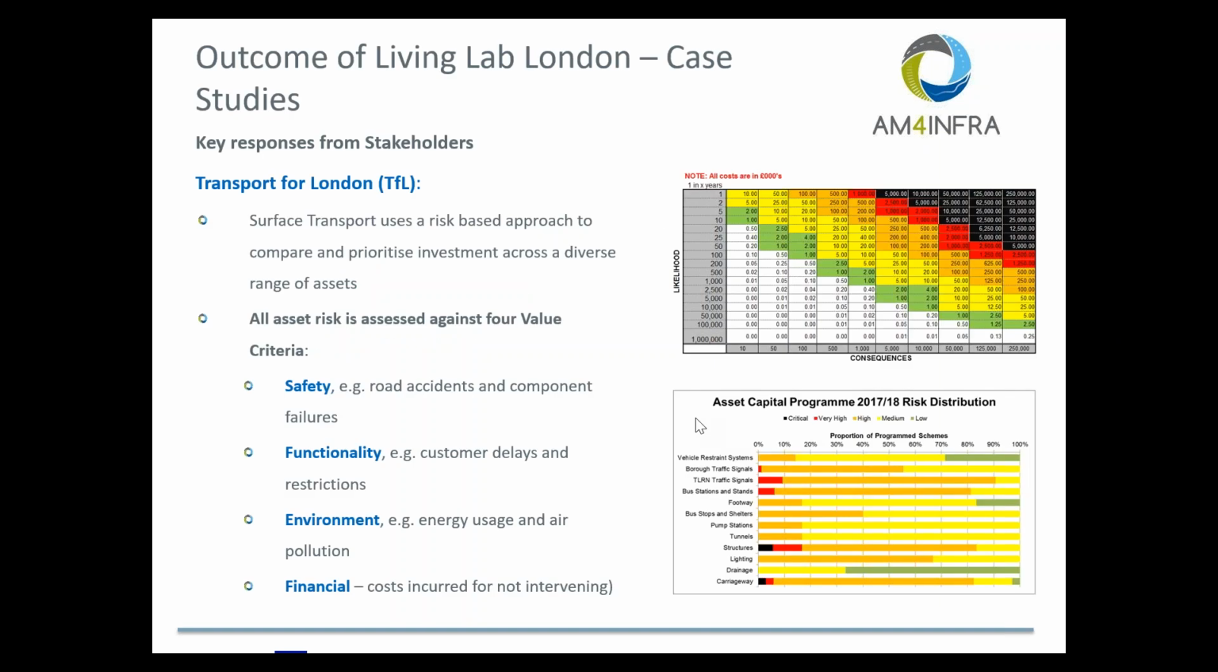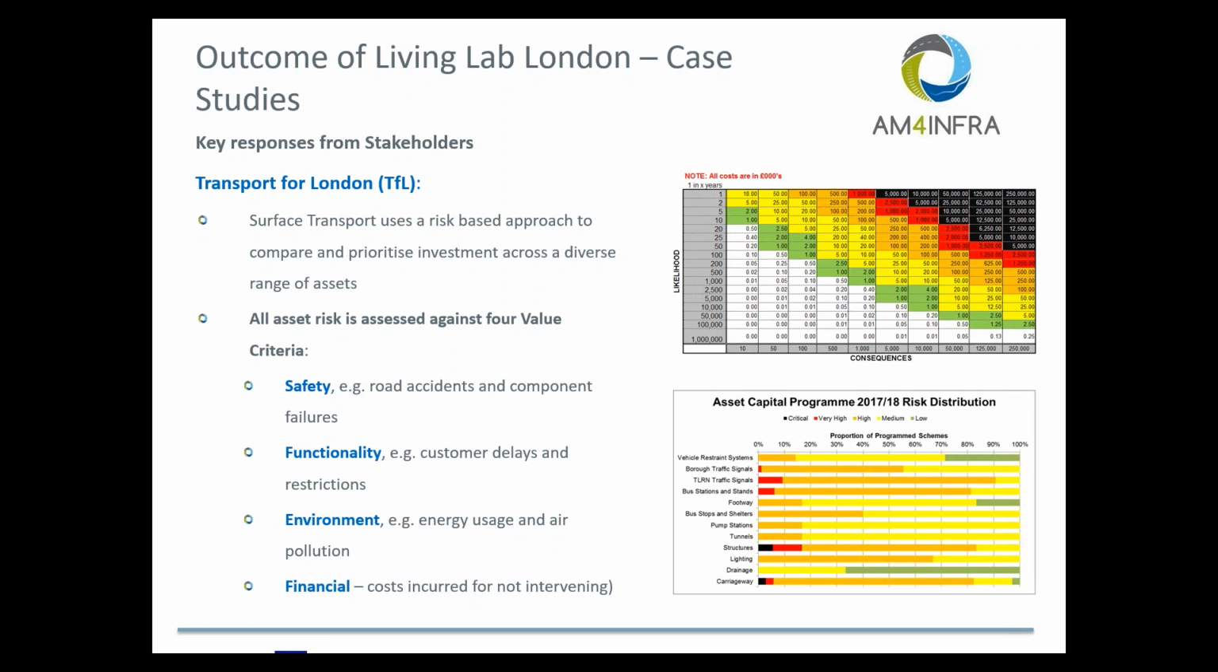One of our stakeholders at the event was Transport for London. Here we are seeing their risk-based approach and how they compare and prioritize their investments across the range of assets. The key value criteria that they use are safety, functionality, environment, and financial. If you look at the graphics on the right side of the screen, down the left we're looking at the years, so the likelihood of a risk happening within a certain year.